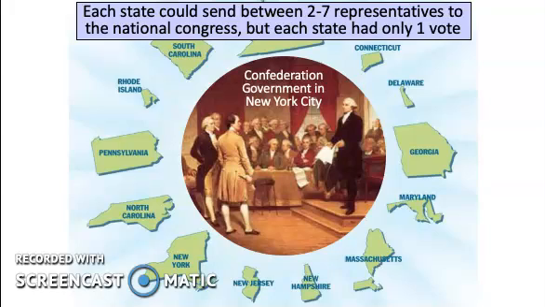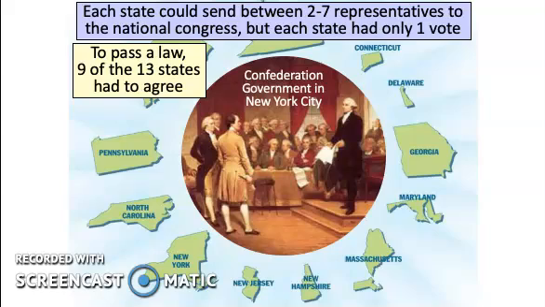Now, in this government, each state could send anywhere between 2 to 7 representatives to the National Congress. However, it didn't matter how many you sent, each state only had 1 vote. So within each state's delegation, that group of people that represented the state, if there was any disagreement within the delegation, they would have to have their own little private vote to decide which way their state would vote. 1 vote per state. And things got a little bit more complicated from there.